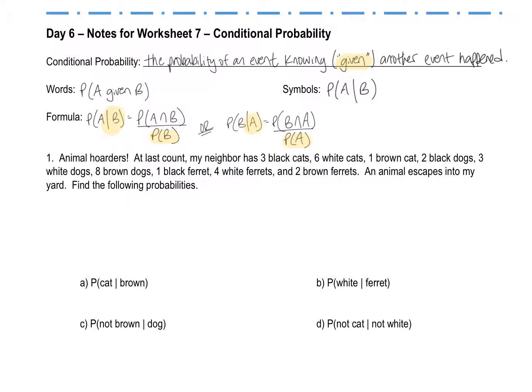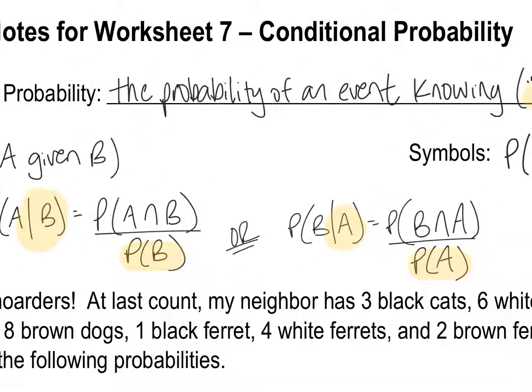And I also want to point out that this and this are the same thing. So B and A is the same as A and B. The order doesn't matter. So just know that that is the same thing. You can reverse those letters. Just a little tip for you.